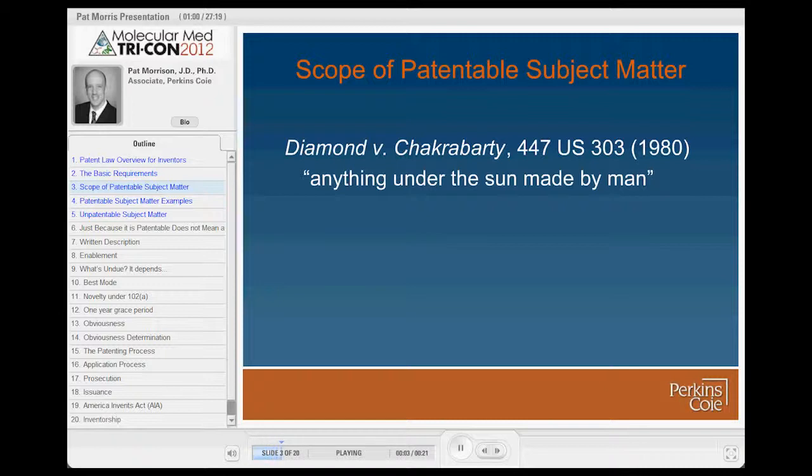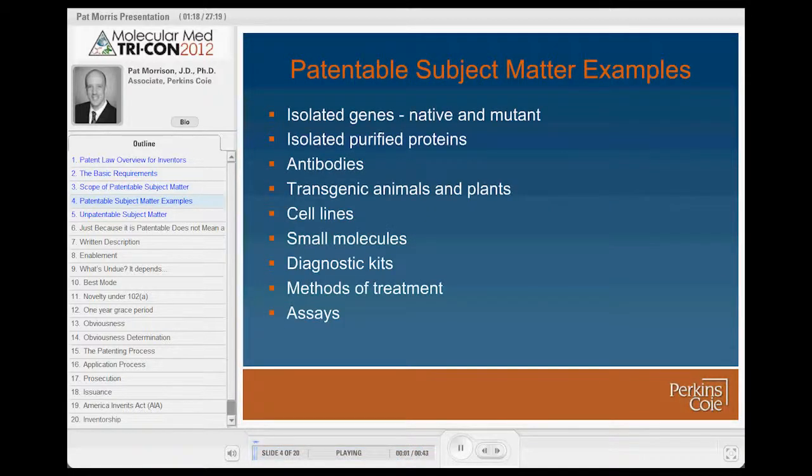So with regard to patentable subject matter, it's a pretty broad standard. There's this famous case from 1980, Diamond versus Chakrabarty, that related to genetically engineered bacteria. And in that, the Supreme Court held that patentable subject matter included anything under the sun made by man, which is obviously pretty broad. So that has led to a wide array of things being deemed patentable, including isolated genes and proteins. This is the reason you can patent a DNA sequence or a protein sequence, because of this very broad holding.